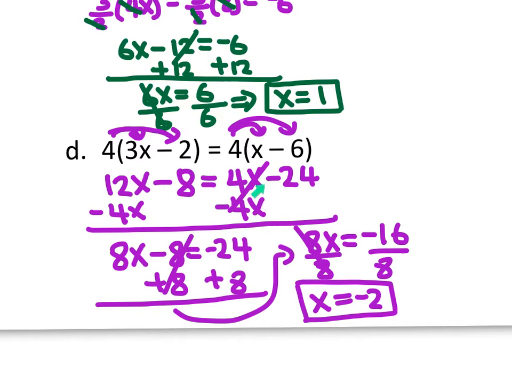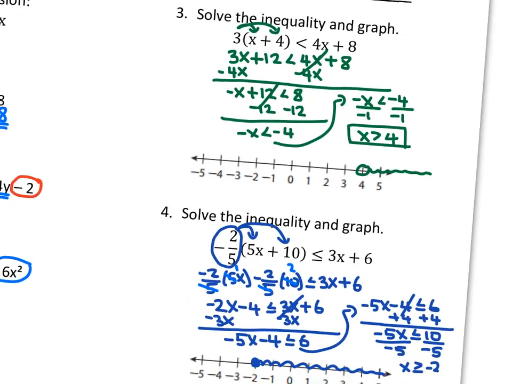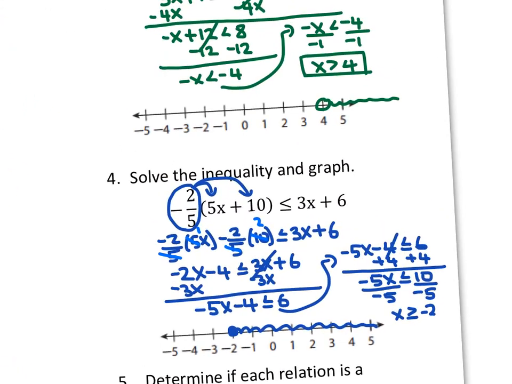Move the negative 4x to this side, so opposite of 4x is subtract 4x on both sides. We get 8x minus 8 equals negative 24. Now add the 8, and that's 8x equals negative 16. Divide by 8 on both sides, x is equal to negative 2. Out of problem number 3 and problem number 4, I'm deciding to do number 4.